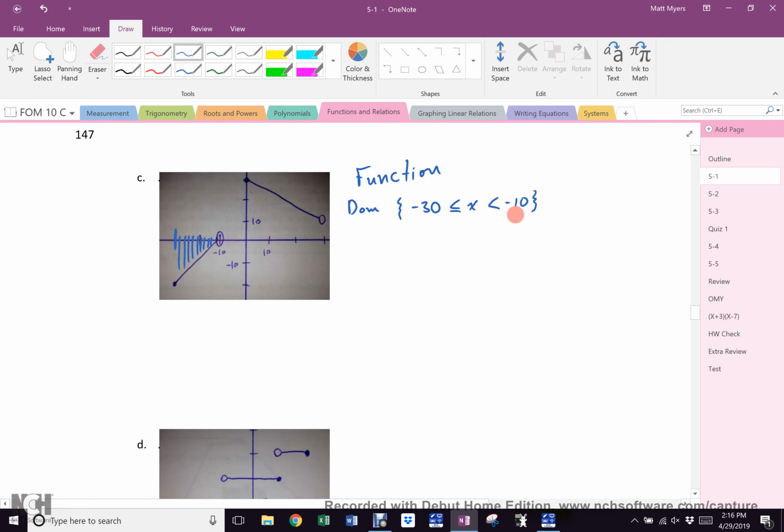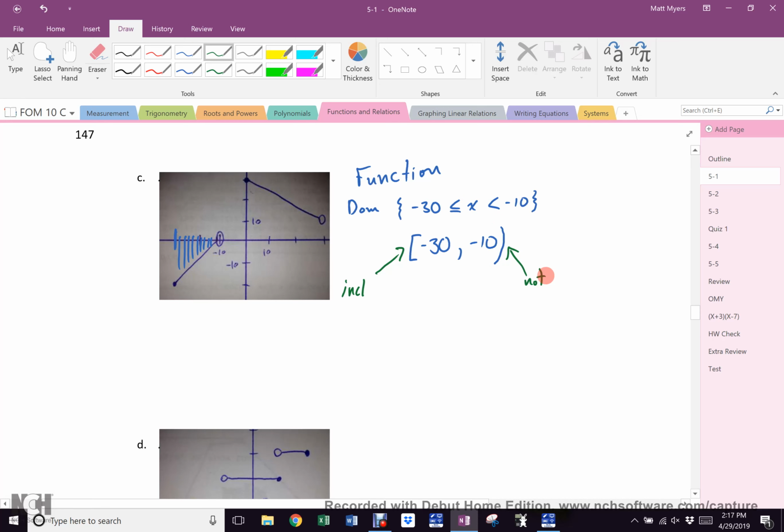Is everybody cool? How would I write this in that other notation? Square bracket, -30, comma, -10, and then what? It's not included, so a round bracket. That is included. That is not.